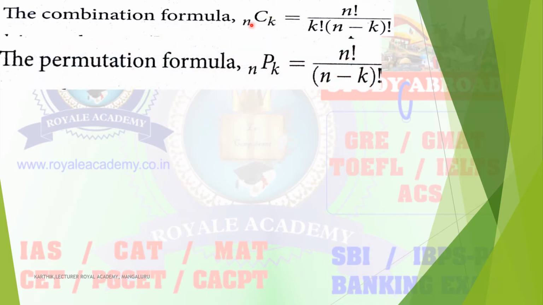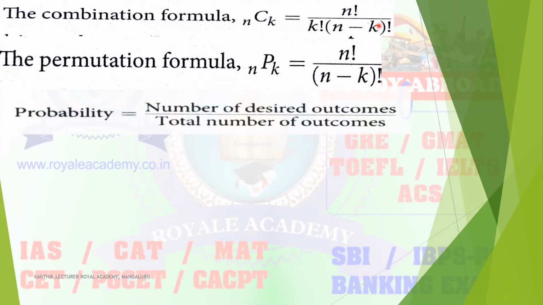Similarly, permutation is nothing but arrangement, proper arrangement. For that, the permutation formula is given here. n is the total number, total digits, and k is how many you want to arrange. You can see the difference between the combination formula and the permutation formula: in the permutation formula, k factorial is not there, and the remaining part is the same.